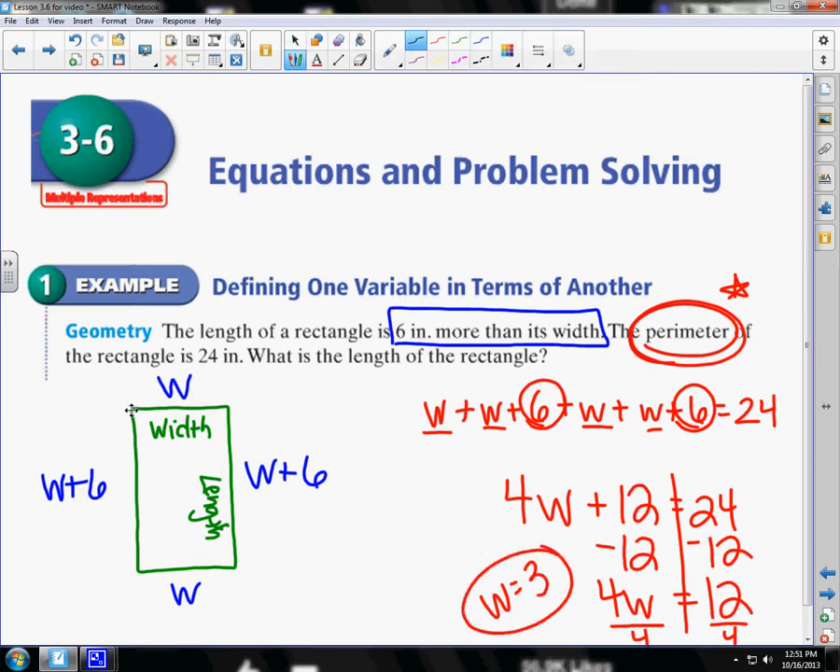Now, if they ask me for the length of the rectangle, well, I know my width is 3, but my length would be 3 plus 6, which is 9. So I'm not quite done when I get W equals 3. I have to go back and plug it into the equation to see that my length is 9.